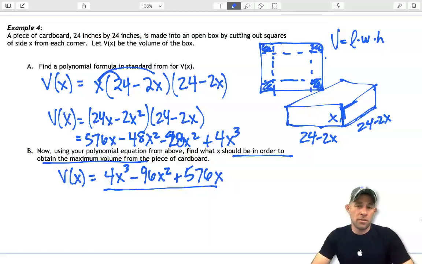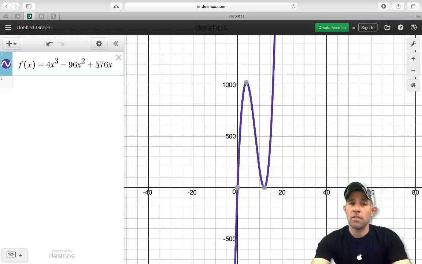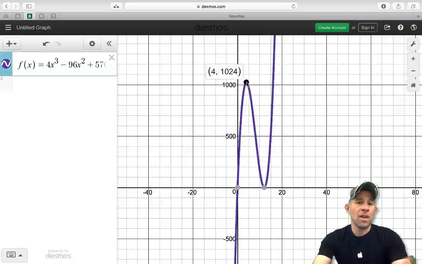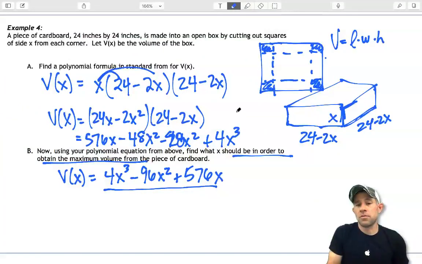So the best way to do this really is to graph this, and I've graphed this function already over on Desmos. So here is our function: 4x cubed minus 96x squared plus 576x. And you can see here our volume is the purple line that's graphed. Our volume is going to increase to this maximum point here when x is equal to 4. And then it's going to start to decrease all the way down to where it touches the x-axis at 12. So we can see here that when x is equal to 4, our volume will be maximized.